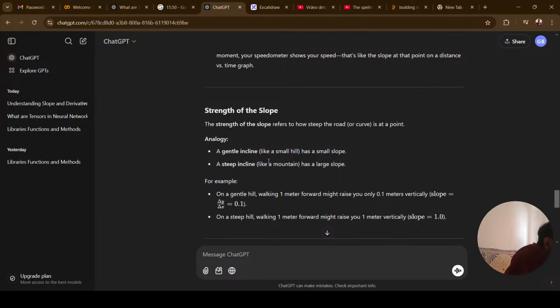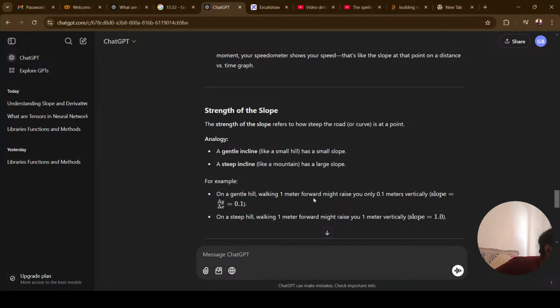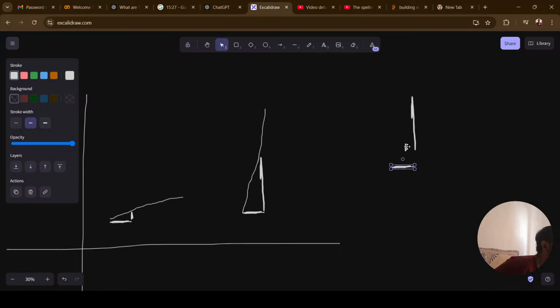So a gentle incline, like a small hill, has a small slope, and a steep incline, like a mountain, has a large slope. For example, on a gentle hill, walking 1 meter forward might raise you 0.1 meters vertically. मतलब you will be uplifted by 0.1 meters only. Suppose this is 0.1 meter, 1.1 meter, right?